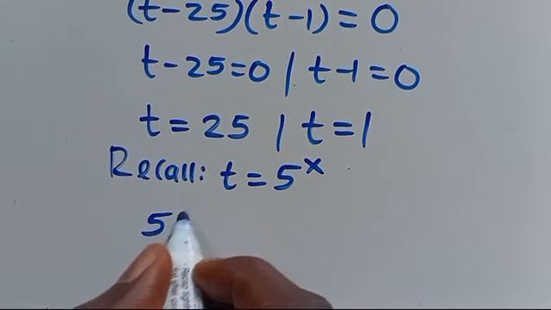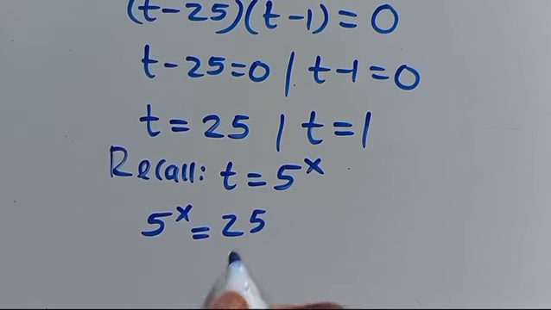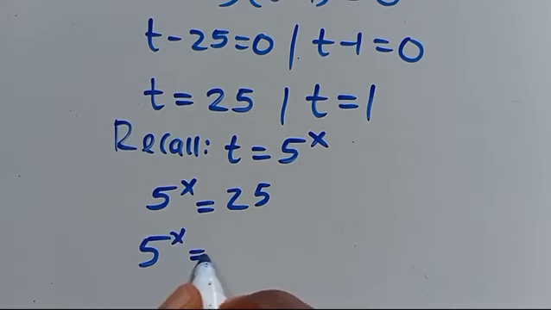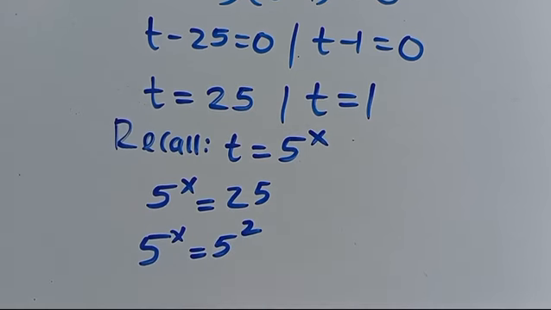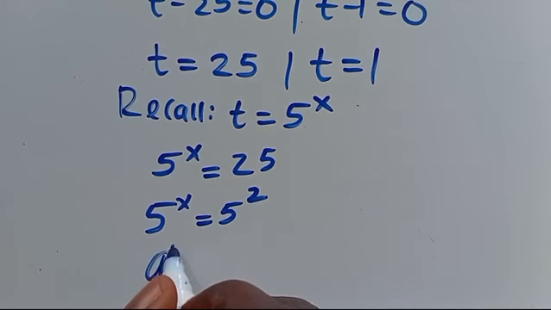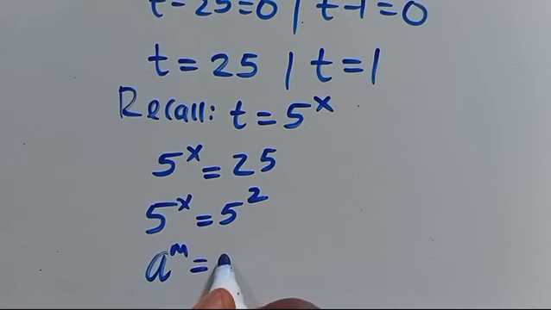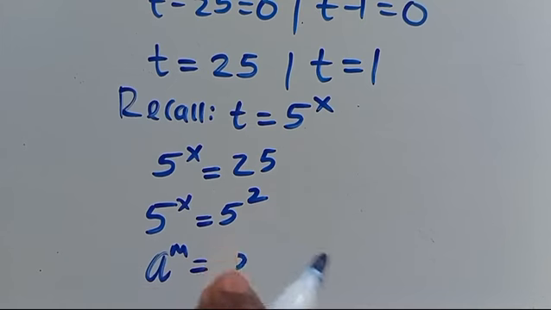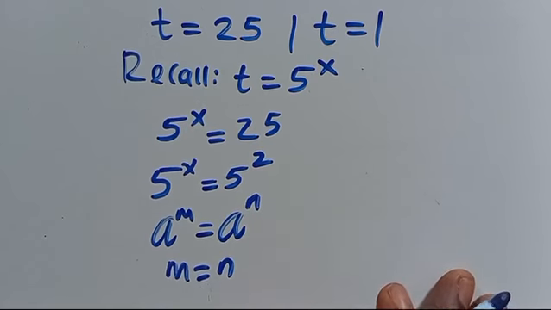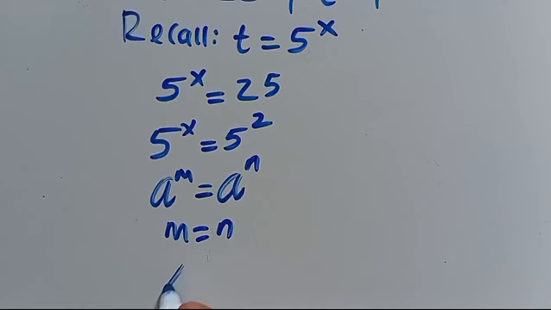So from here we have 5 to the power of x equals 25. We can write 25 in base 5 as 5 to the power of 2. Since they have the same base with different powers, when we have a to the power of m equals a to the power of n, we can equate m to be equal to n, supposing they have the same base. So we have x equals 2 from here.